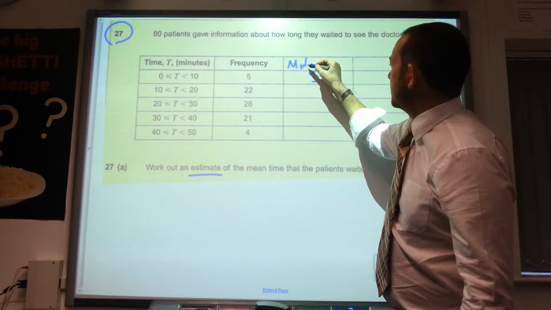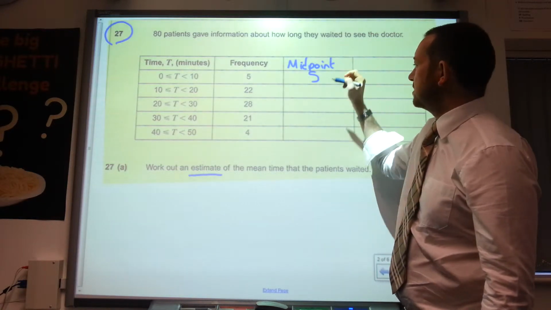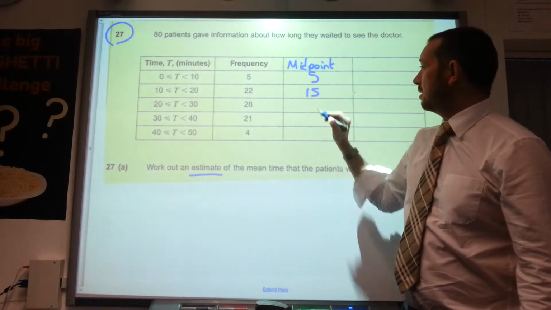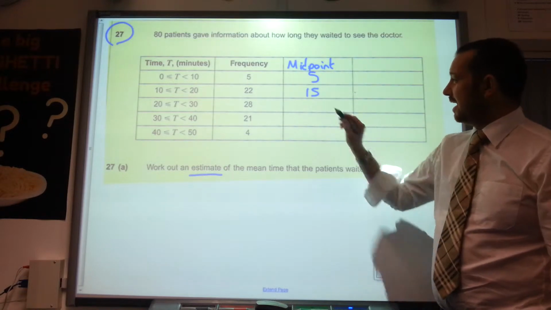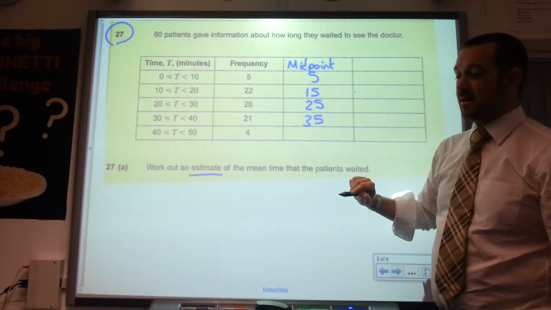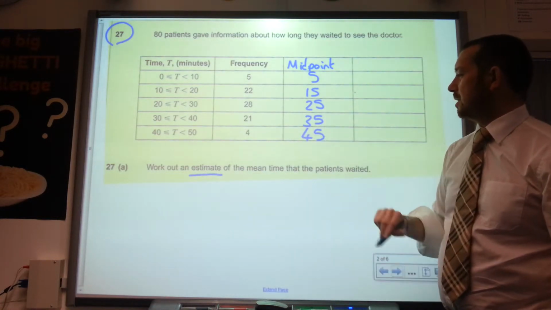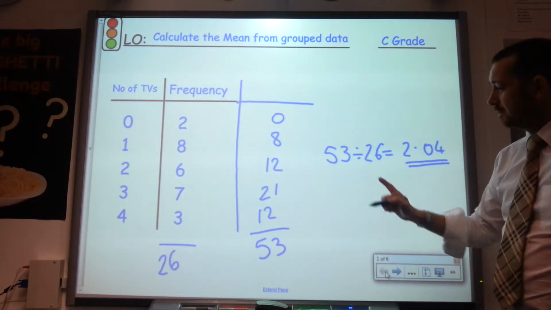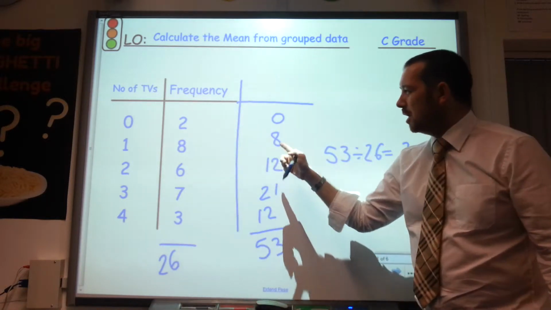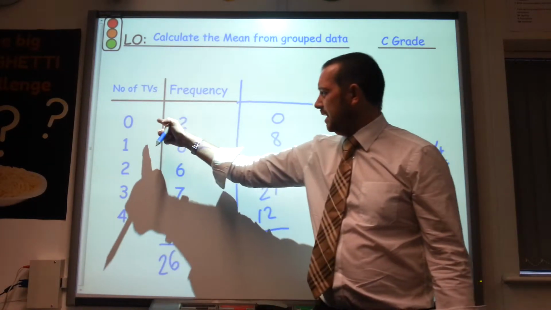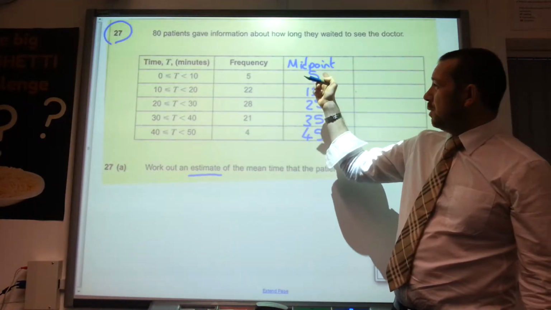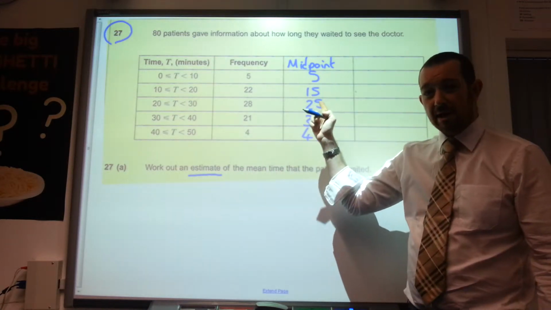So I'm calling that column the midpoint. So I'm going to imagine these 22 people waited for 15 minutes. And the next one is going to be 25, and then 35, and then 45. Okay? So, just thinking back to this question, what I did then was I found out the total number of TVs, if you like, for each row by multiplying through. I took the number and I multiplied that by the frequency. But now I'm imagining that these people had to wait 5 minutes. These 22 people had to wait 15 minutes.